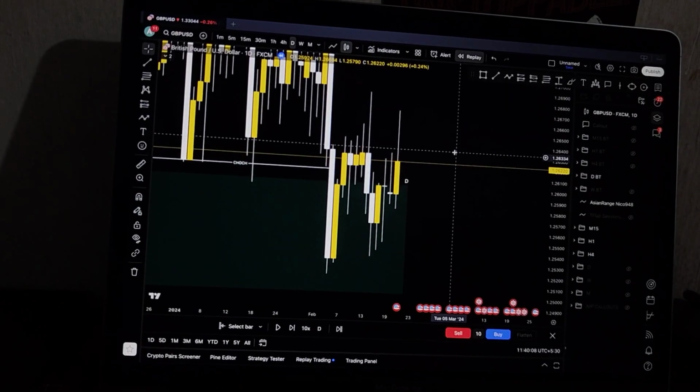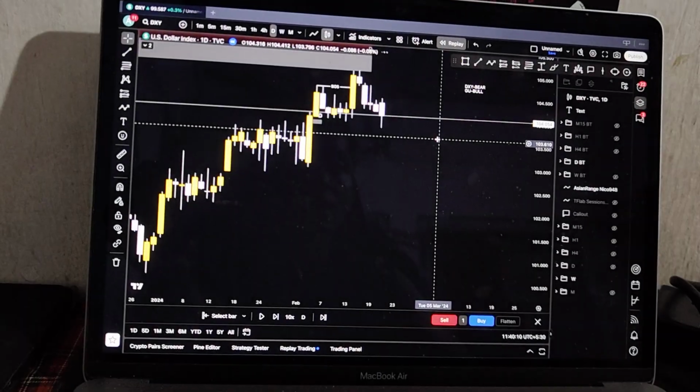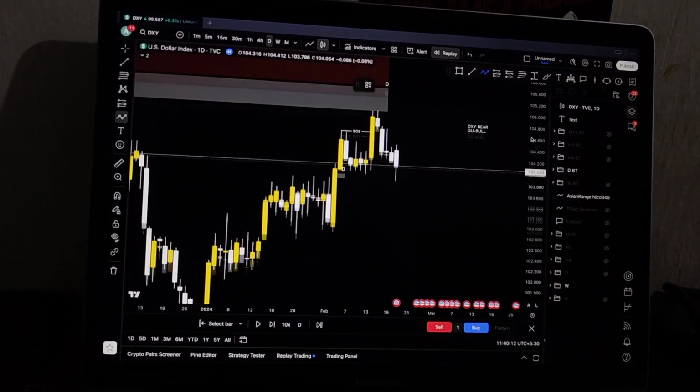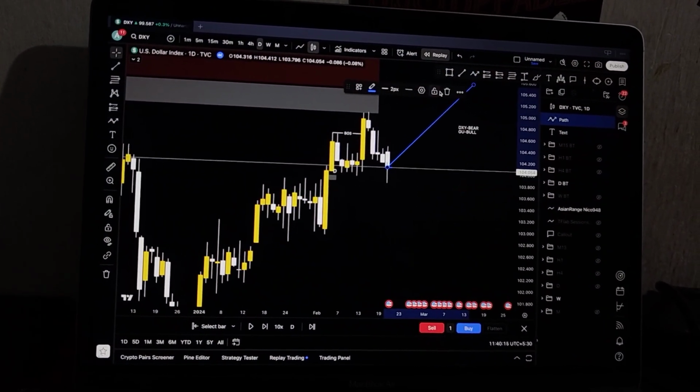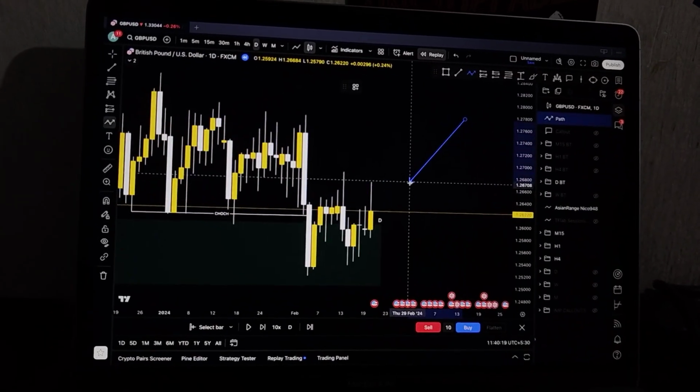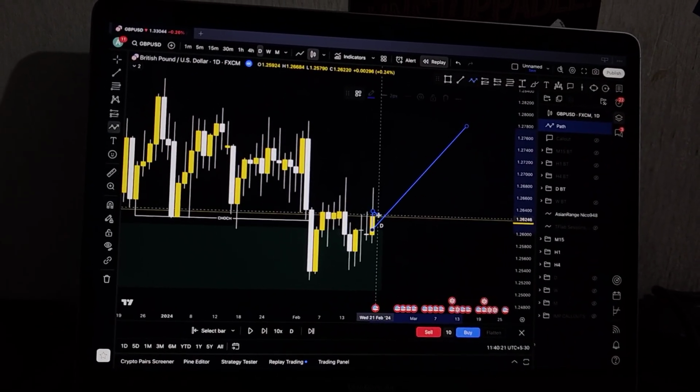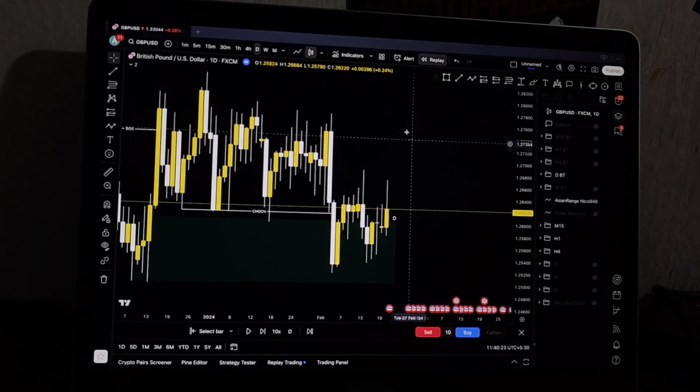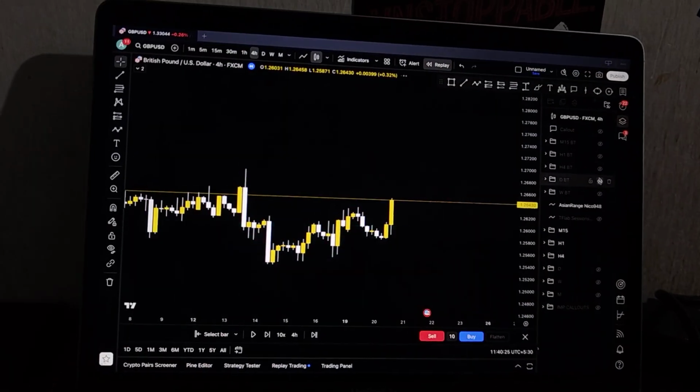So this is when I go to DXY to confirm my bias. On DXY, the bias is bearish, aligning with the weekly bias, right? So it is higher probability. And on GBP USD the bias is bullish, the weekly bias is bullish, the daily bias is bullish. So it is also aligning. So now this is when we like to trade.